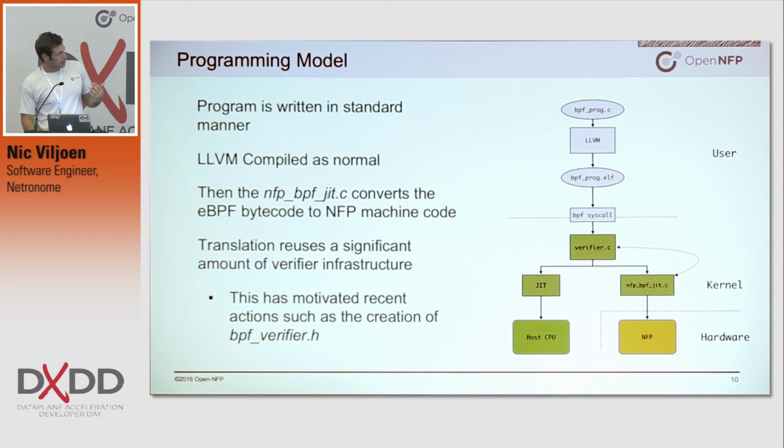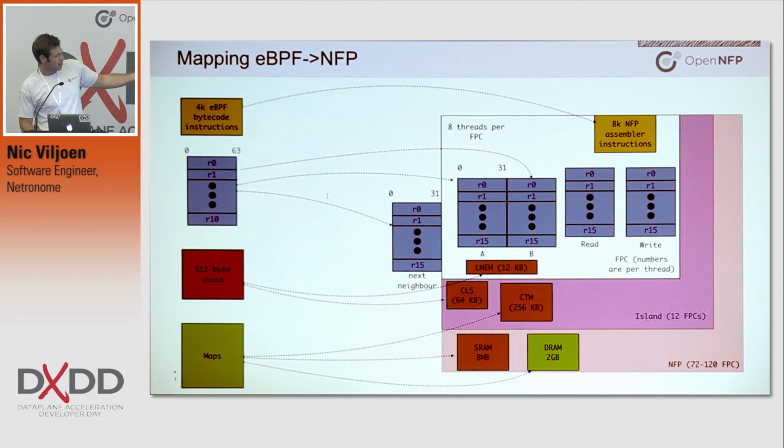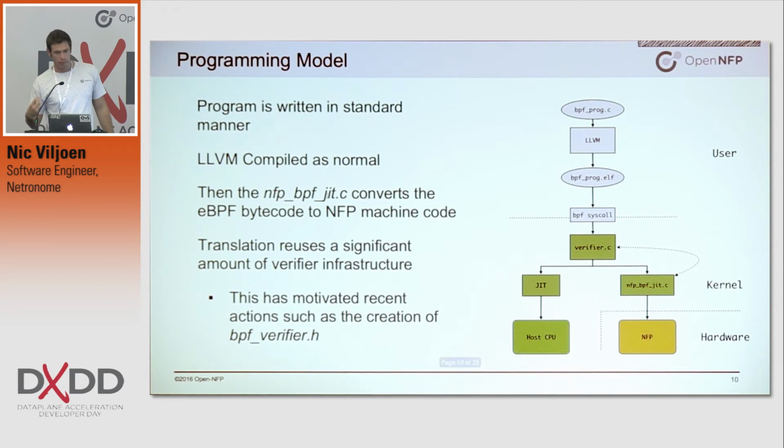This is the programming model. I didn't quite finish on here. So the 512 byte stack would usually go into your local island memory, and then maps can fit into DRAM and SRAM. The programming model, so this is again coming back to where I was, about this being a transparent offload from the kernel. So if you have the system running, you would have your BPF program, .c, push it through LLVM. You then have the actual object file, which you would then push through the verifier.